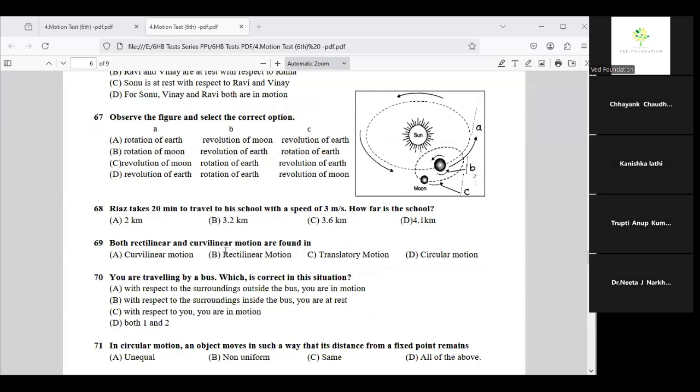69. Both rectilinear and curvilinear motions are found in translatory motion. Correct answer is option C. Both rectilinear and curvilinear motions are found in translatory motion.